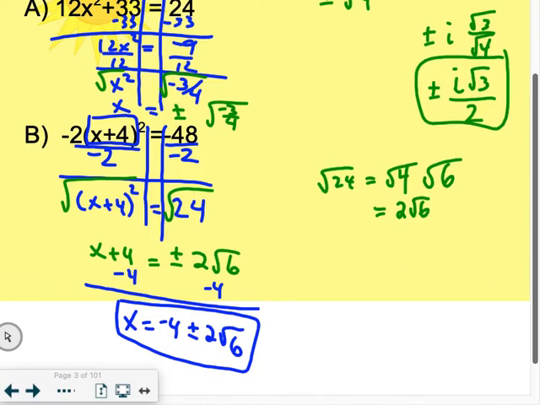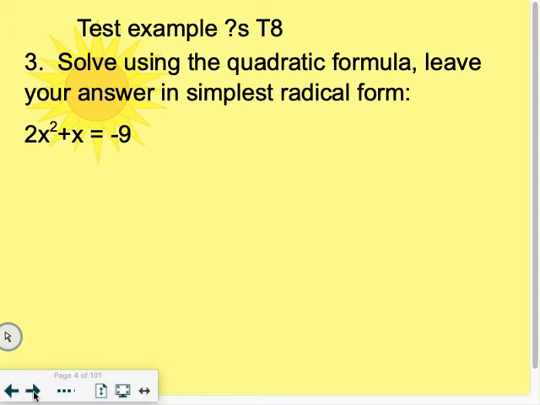The last method is the quadratic formula. And we could use the quadratic formula for any of the problems that we did in numbers 1 and 2. It always works. But the trouble is it takes a little longer sometimes. So I'm first going to get it in standard form. Remember, if there's no coefficient, it's a 1. I'm going to add 9 to both sides to get equals 0. So now it's in standard form.